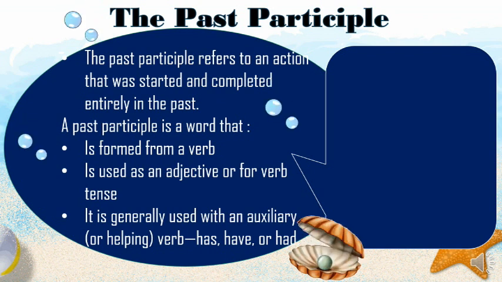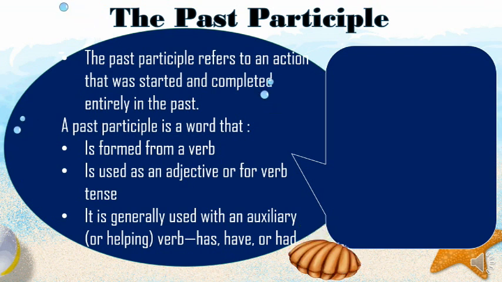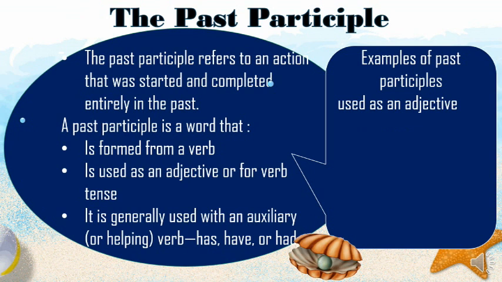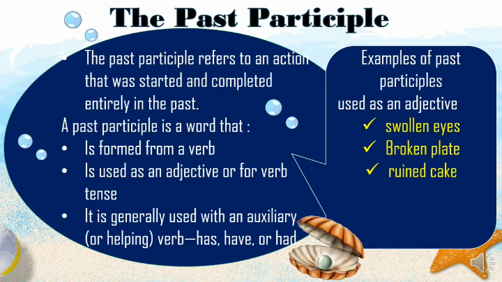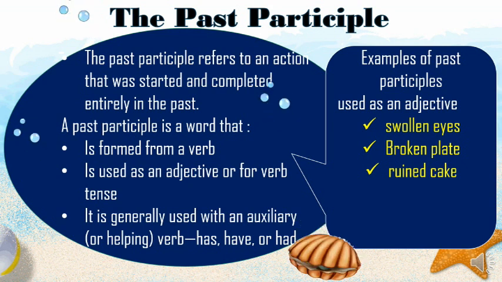So totally, the past participle is used in three forms. First is to form a verb, to form an action. I will be showing examples so that you can understand better. Here, the first way is how we use it as an adjective. Let's look. Eyes are an organ, right? So how do we describe the eye? We are using the word swollen. Okay, swollen eyes. Swollen means puffy, right? Like that we used to say.